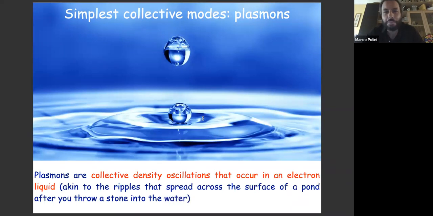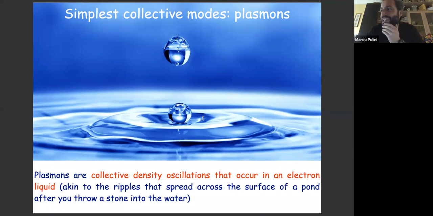Let's start from the simplest possible collective mode. We are talking about physics of the 1950s, Bohm, Pines, Gell-Mann, Bruckner: very simple excitations in a metal, collective density oscillations that occur in an electron liquid. These are called plasmons.